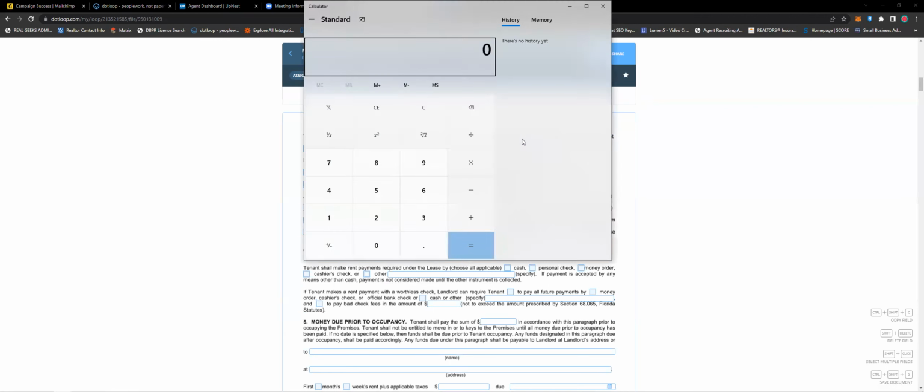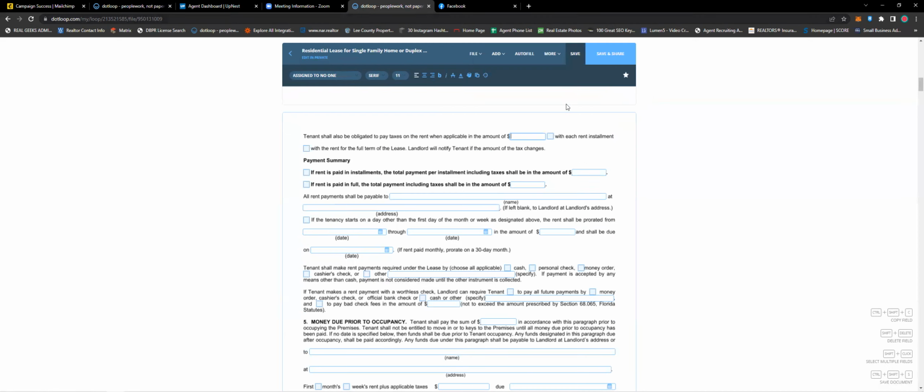Now below it says tenant shall be obligated to pay taxes on the rent when applicable. If this rental were a seasonal rental of 6 months or less, you would add on top of that rent 12% taxes, part of which goes to the Florida Department of Revenue, and another part goes to the Collier County tourist taxes. So just to put that number there, we're going to do 12,000 and multiply that by 0.12, which is 12%, and that's taxes of $1,440.